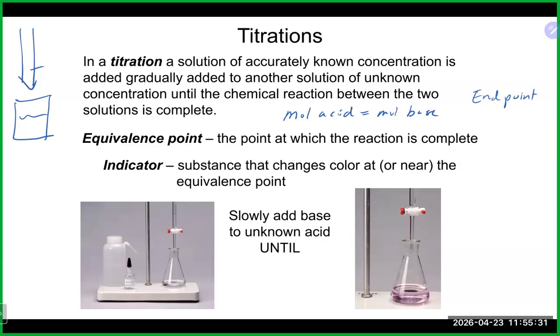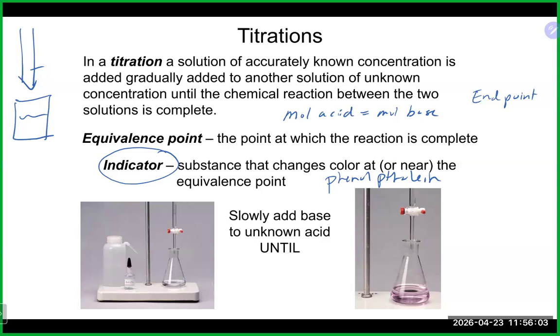How do we know when to stop? Well, we use an indicator, which is usually added to the solution. And it usually will change color around the equivalence point, which is where you want it. That's a visual representation of, I should maybe stop titrating at this point. Everybody's favorite indicator is our friend, phenolphthalein. Bonus spelling later. Secret word, spell that correctly next time.